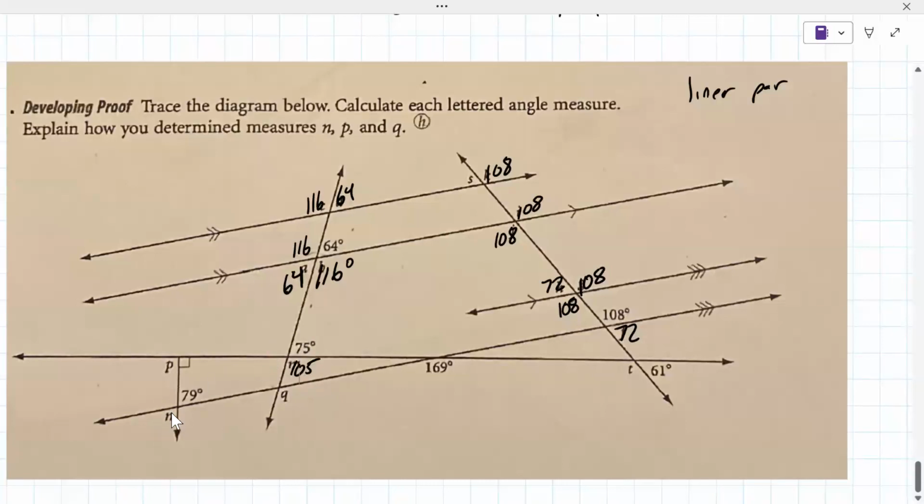How about this N over here on the left? What is its angle measure and why? 79. Why is it 79? Because it's a vertical angle. Okay. P is 90. T is 90. Good.